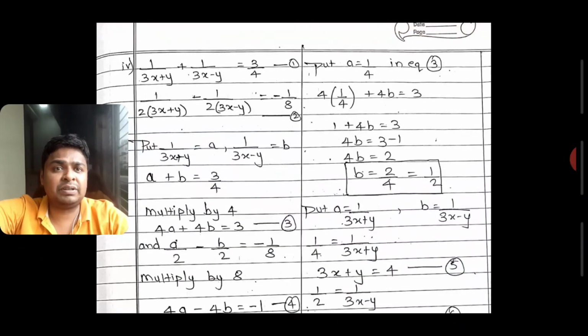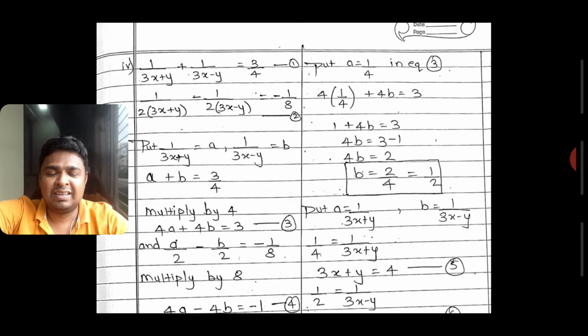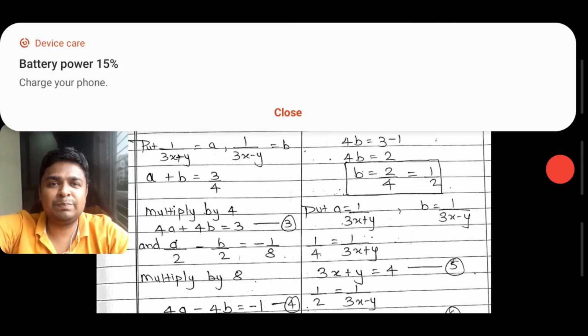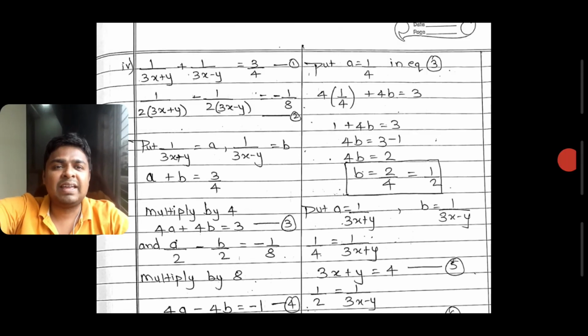Now this one is different. You can see 1 upon 3x plus y, 1 upon 3x minus y. So down also you see the same. Substitute it. 1 upon 3x plus y is a, 1 upon 3x minus y is b. Then a plus b is equal to 3 upon 4.